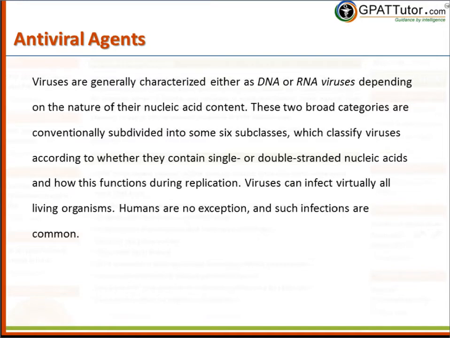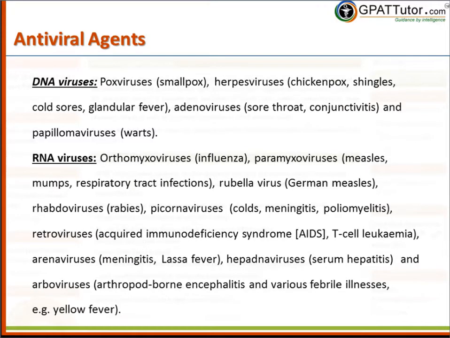Viruses are generally characterized as either DNA viruses or RNA viruses, depending upon the type of nucleic acid present. These two broad categories are conventionally subdivided into some 6 subclasses, based on whether they contain single or double stranded nucleic acid, and how this functions during replication. Viruses can infect virtually all living systems, including bacteria. Humans are no exception, and viral infections are very common and endemic.